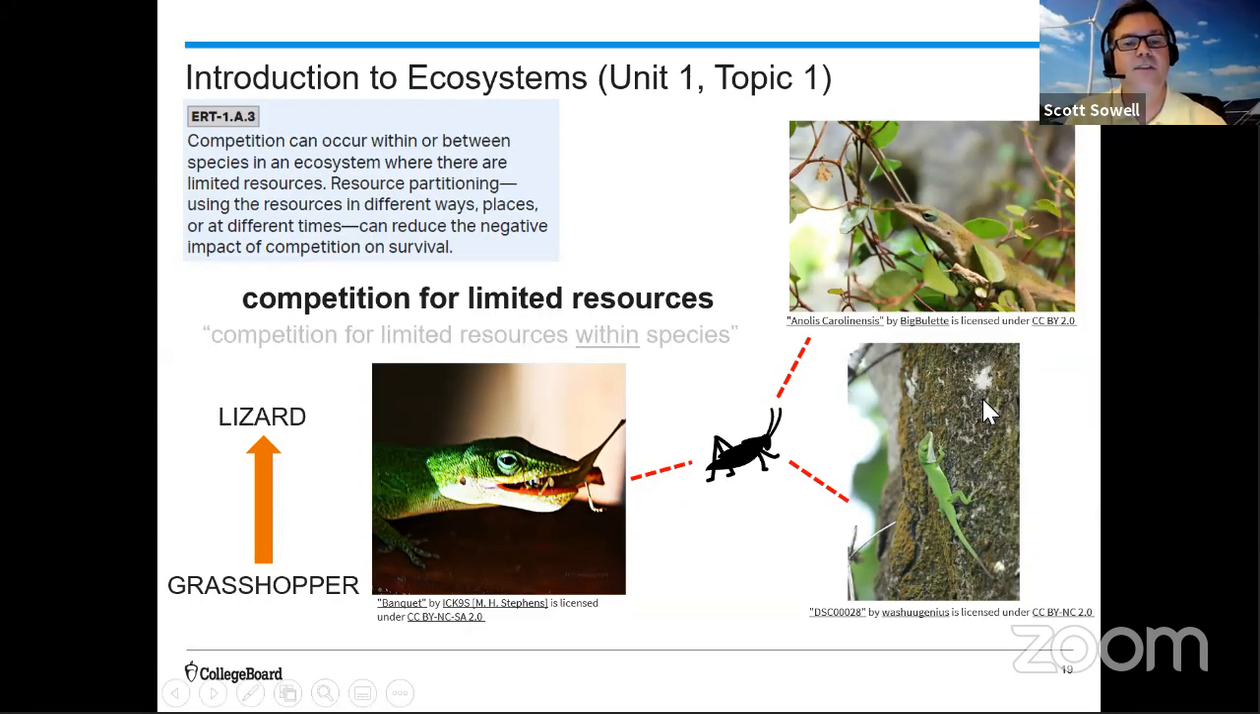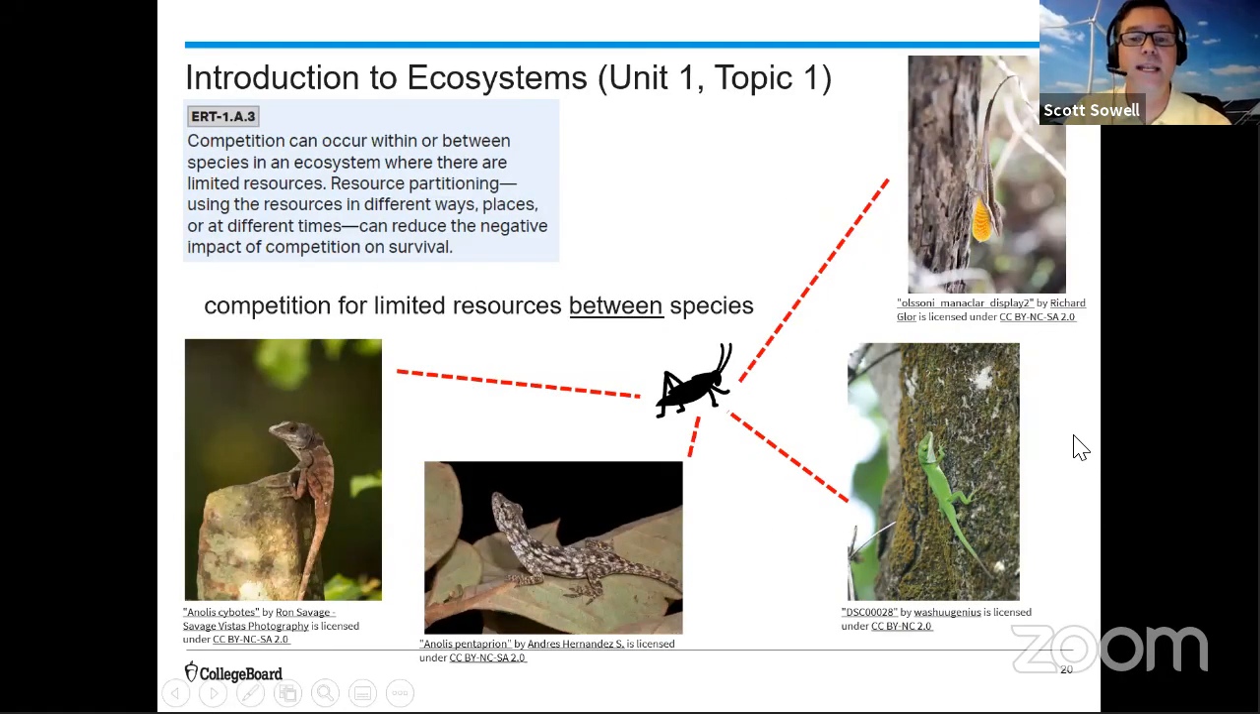So we can have competition within species. So this green anole, this green anole, this green anole, same species, and they're all competing for the same thing. Or we can have competition between species. So here's our green anole, but we've also got a couple of brown anoles, this trunk anole, Anolis cybotes. So now we've got a bunch of different species of anoles all competing for the same resource.